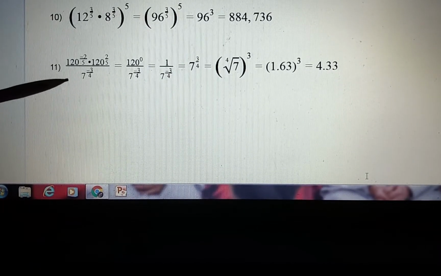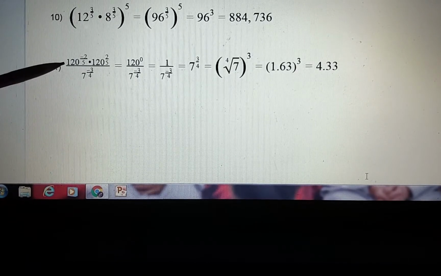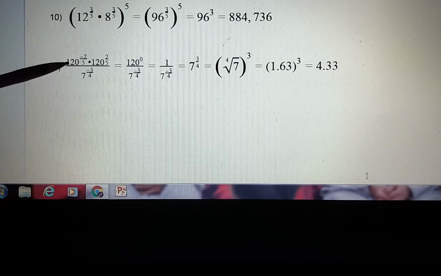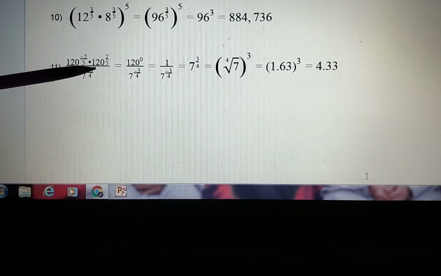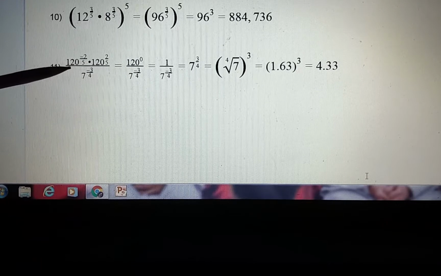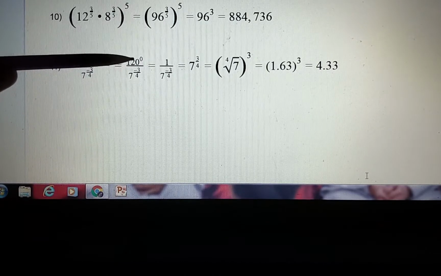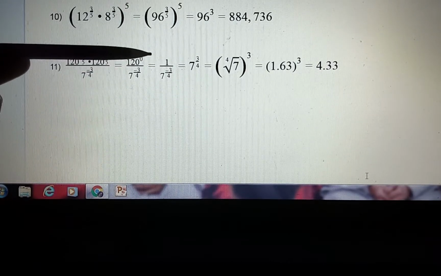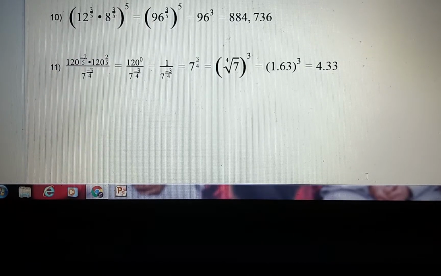Okay, number 11 looks scary because there's a lot going on. Start where most of the stuff is. This is on top. You're going to analyze it the same way. I have two bases that are the same being multiplied. That means keep the base, add the exponents. So negative 2/5 plus 2/5 is 0. And remember that anything to the 0 power is 1. So my top has become 1.